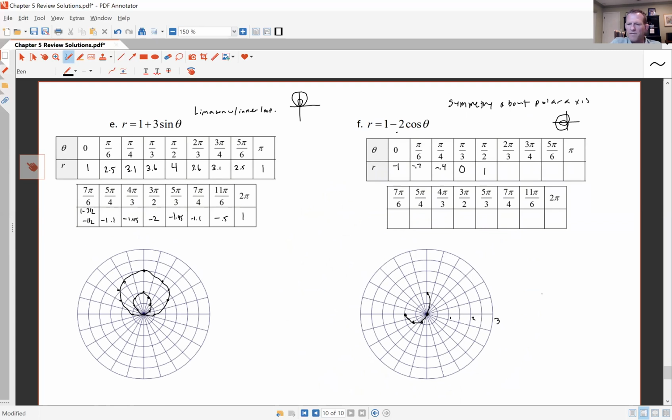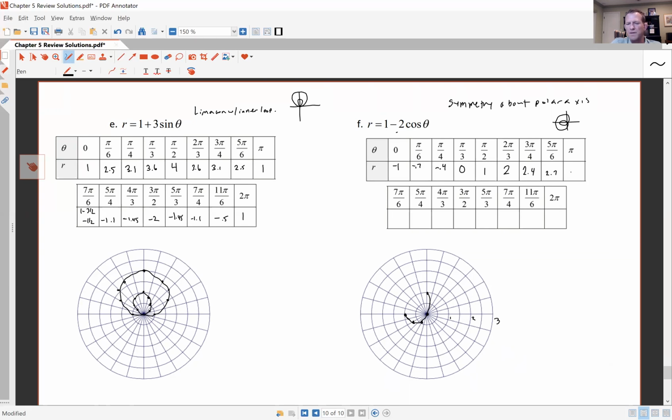All right, 2 pi over 3. Cosine of 60 is 1/2, negative 1/2. So that becomes negative 1/2 times negative 2 is 1, plus 1 makes 2. 3 pi over 4. That's going to be root 2 over 2. So that's going to make us have 1 plus root 2, which is 2.4. 5 pi over 6. That's going to be 1 plus rad 3. So that's going to be about 2.7.